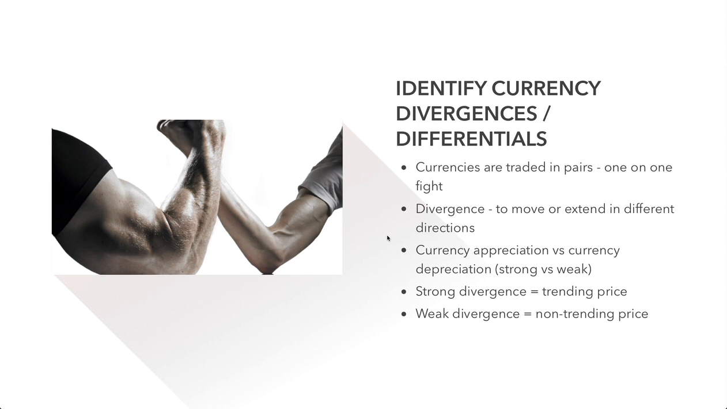Currency trading 101 is that currencies are traded in pairs. But what people may not know, or maybe just disregard, is that in fact it is a straight one-on-one fight. It's really about which currency is appreciating or strong versus a currency that is weak or depreciating. And what we want to do when we're developing a trade idea is look for divergences or differentials.